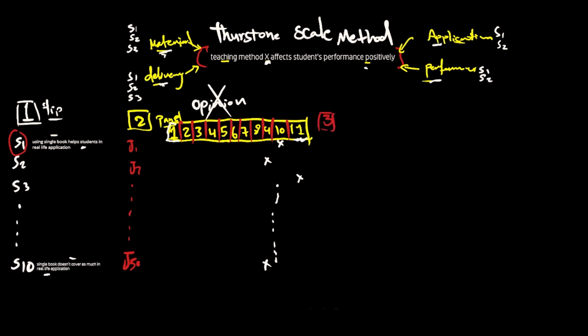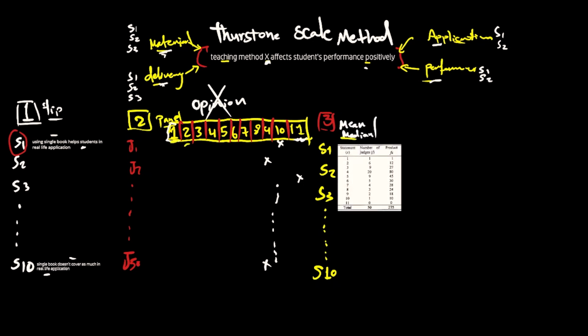So in the third step, I want to convert this into something quantifiable, by calculating something called the mean or the median. Now this table represents the calculation for only one of those statements, for example, that a single book does not cover as much in real life application. How many judges chose number 1? Only one judge. How many chose number 2? Only 6 judges. How about 3? You got 9 judges, and it goes on like this.